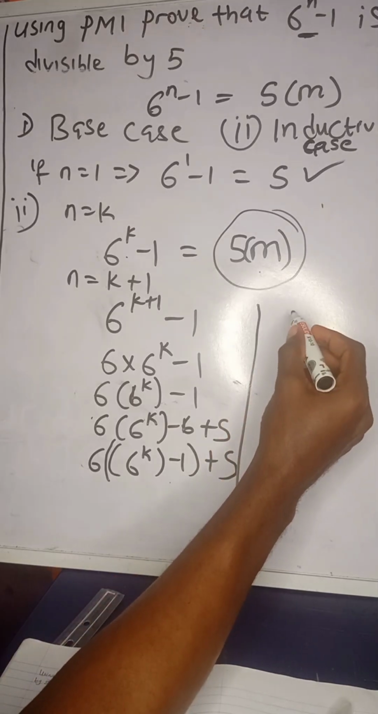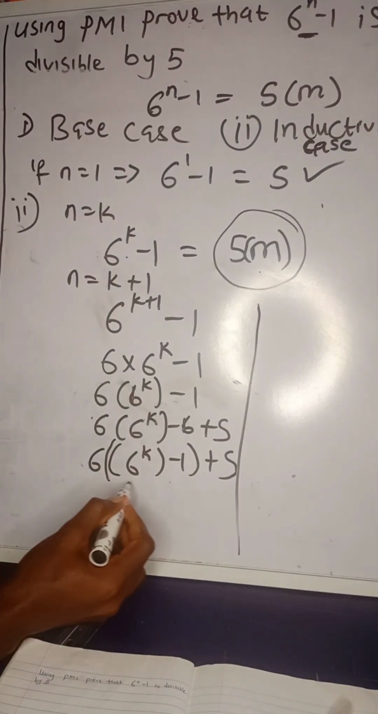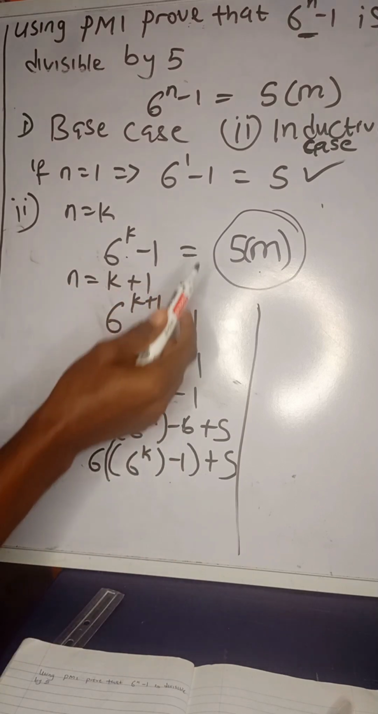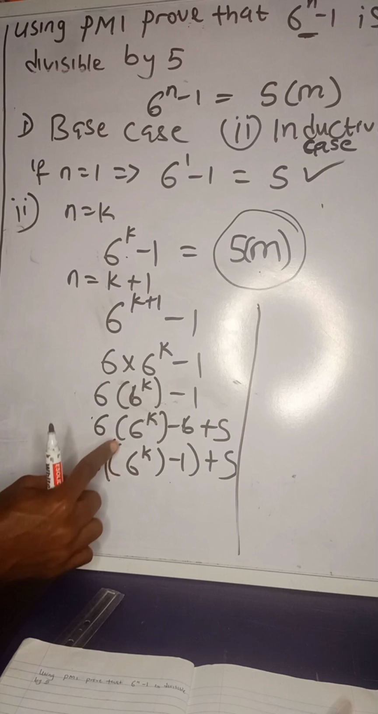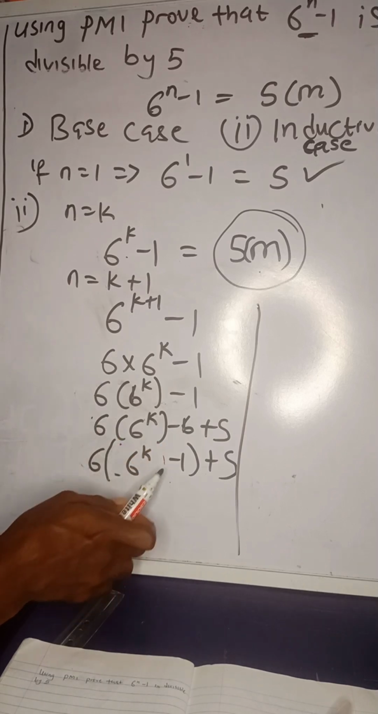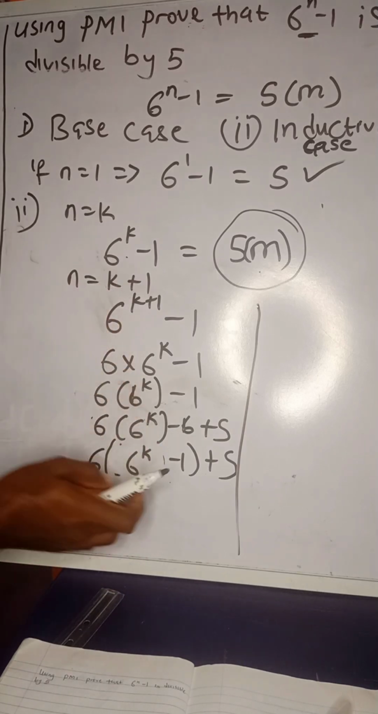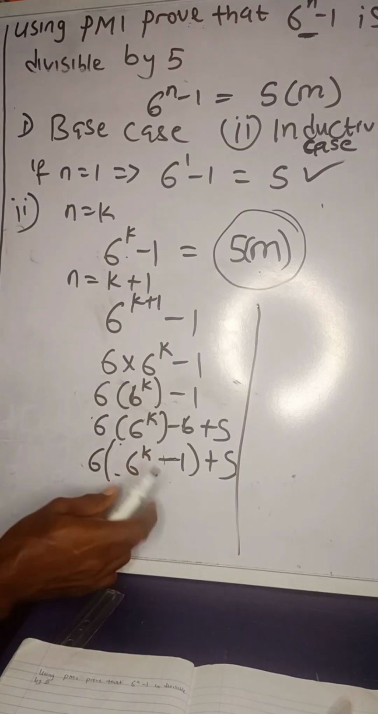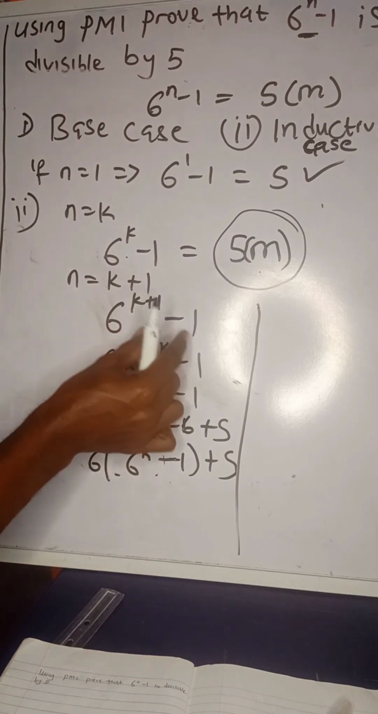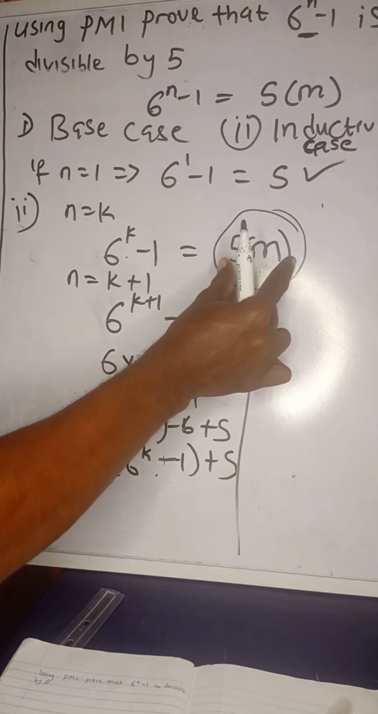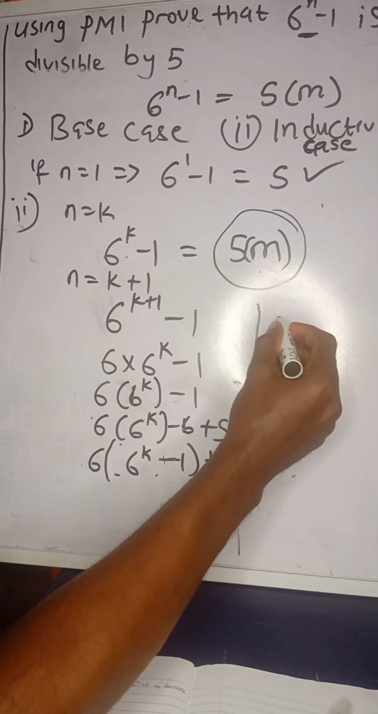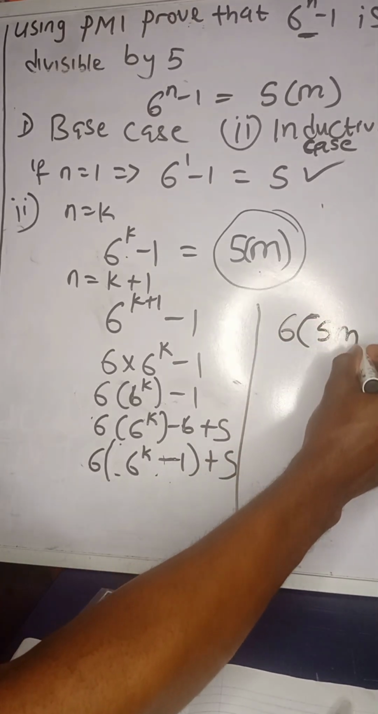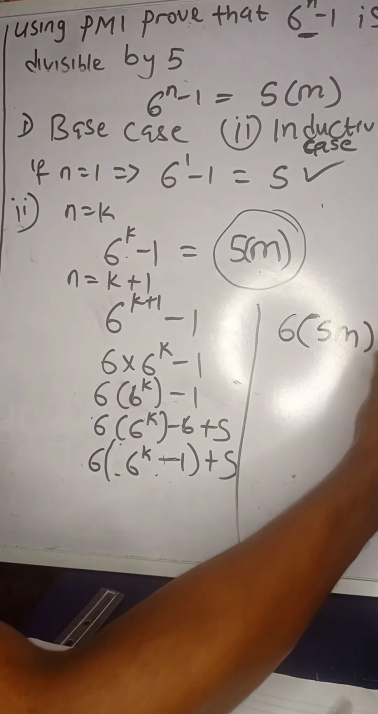So we are going to have this particular one here, 6^k minus 1, which is the same thing as having 6^k minus 1. I can remove this bracket if it will confuse you. If I remove that bracket, of course, it is not going to affect it. So you know that this value here, 6 raised to power k minus 1, is the same thing we have here, which is a multiple of 5, all right? So I'm going to replace that with 6 open bracket 5m, right, plus 5.